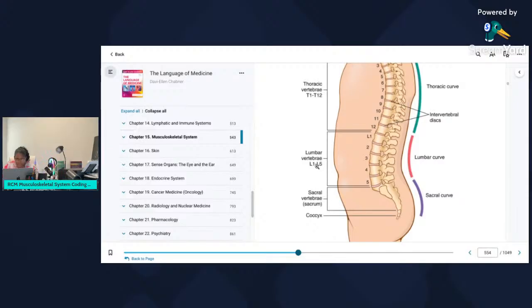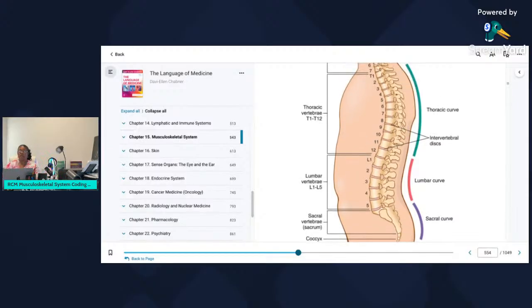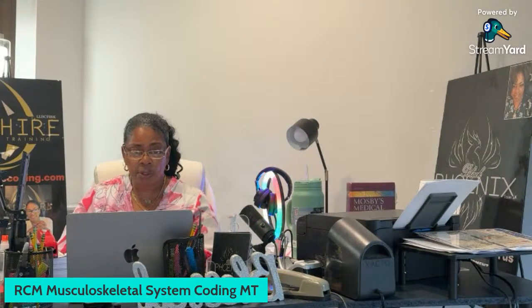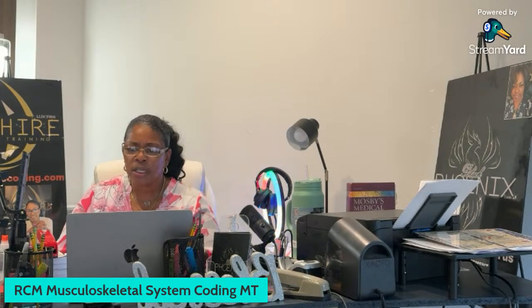The lumbar goes from L1 to L5, the thoracic T1 to T12. In the back of the CPT book, there's an illustration back there with that in it. Just kind of go over it. We already went over it in the Jones medical terminology, but I want y'all to go over it again.